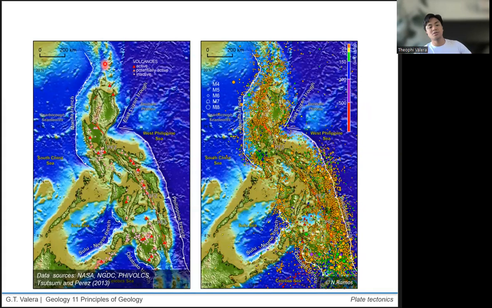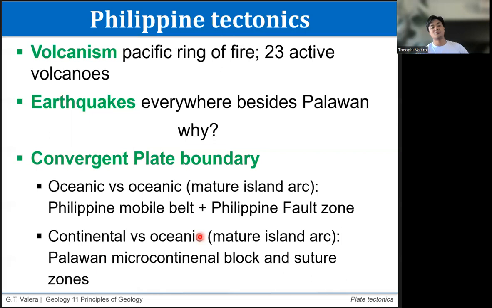Okay. So much of the Philippine Mobile Belt is oceanic in nature, but there is also continental crust in our region. So actually Palawan, and we think also the Zamboanga Peninsula, are regions of continental material. So this continental material is now colliding against the rest of the oceanic Philippine Mobile Belt. So you have continental versus oceanic: the Palawan microcontinental block, being continental, against the mature island arc, the Philippine Mobile Belt.